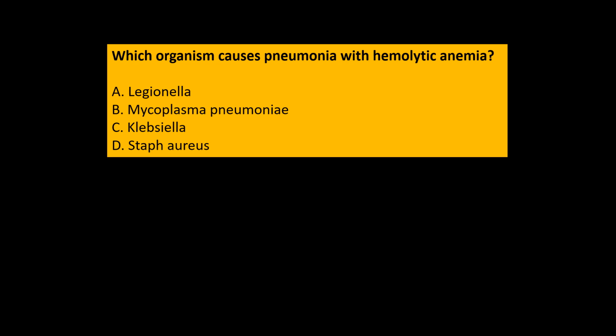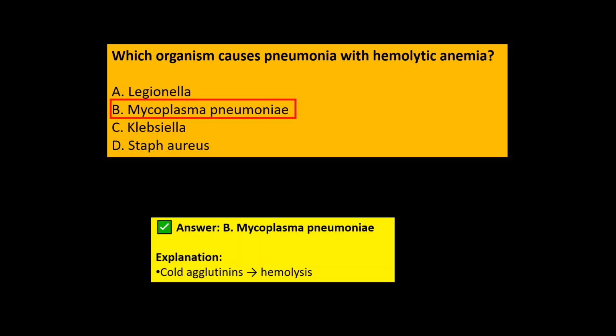Which organism causes pneumonia with hemolytic anemia? So it's a very interesting question. It's a very common question they will ask in the final MBBS. Which organism causes pneumonia with hemolytic anemia? Legionella, Mycoplasma, Klebsiella, or Staph aureus? So the answer is what? Mycoplasma.